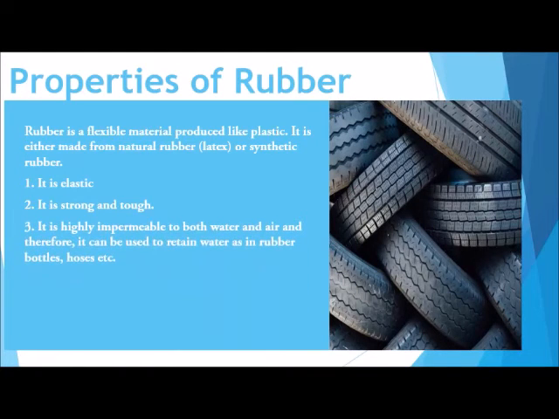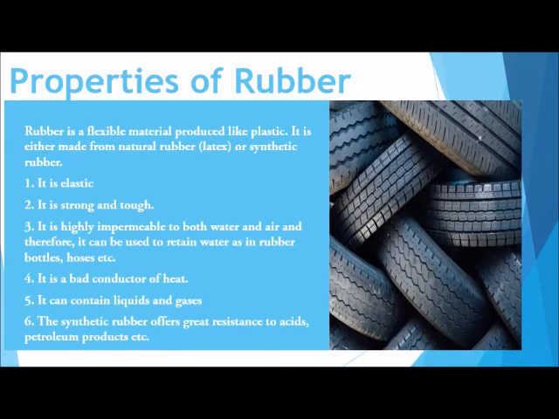3. It is highly impermeable to both water and air, and therefore it can be used to retain water, as in rubber bottle and hoses. 4. It is a bad conductor of heat. 5. It can contain liquid and gases. 6. The synthetic rubber offers great resistance to acids, petroleum products, and so on and so forth.